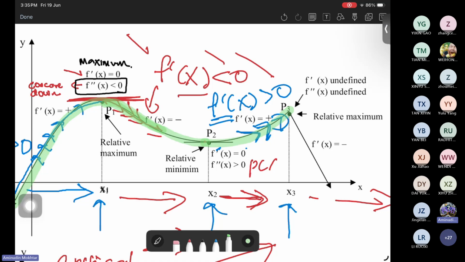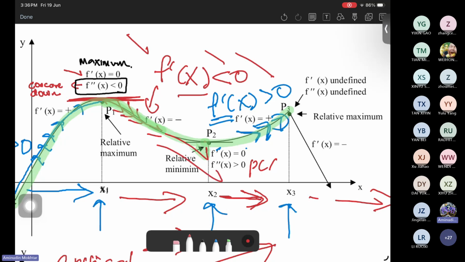is a minimum relative point. At this point, the first derivative is 0, and the second derivative must be positive.